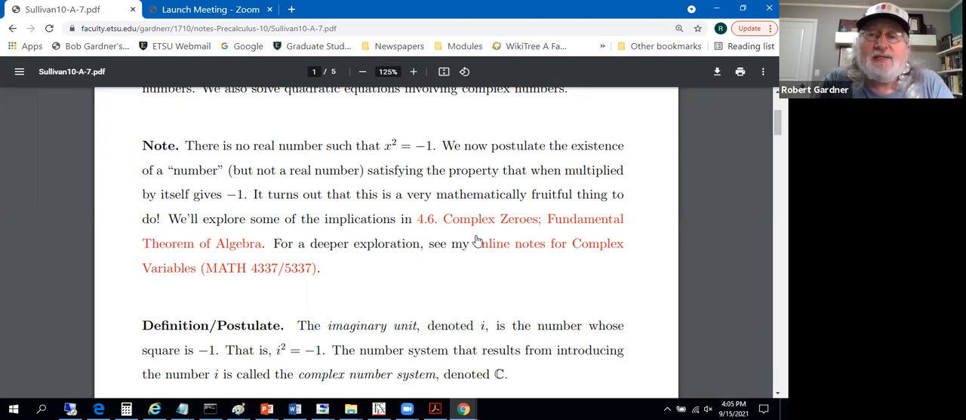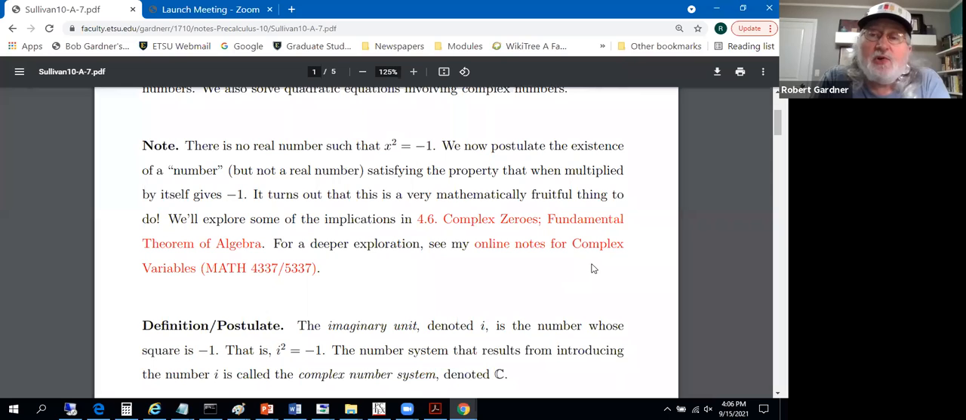As I commented in section 4.6, we'll look at some implications for zeros of polynomials in a good deal more depth, still in the realm of Precalculus 1, but we'll see how taking the square root of -1 impacts zeros of polynomials in particular. And that's what the fundamental theorem is about.